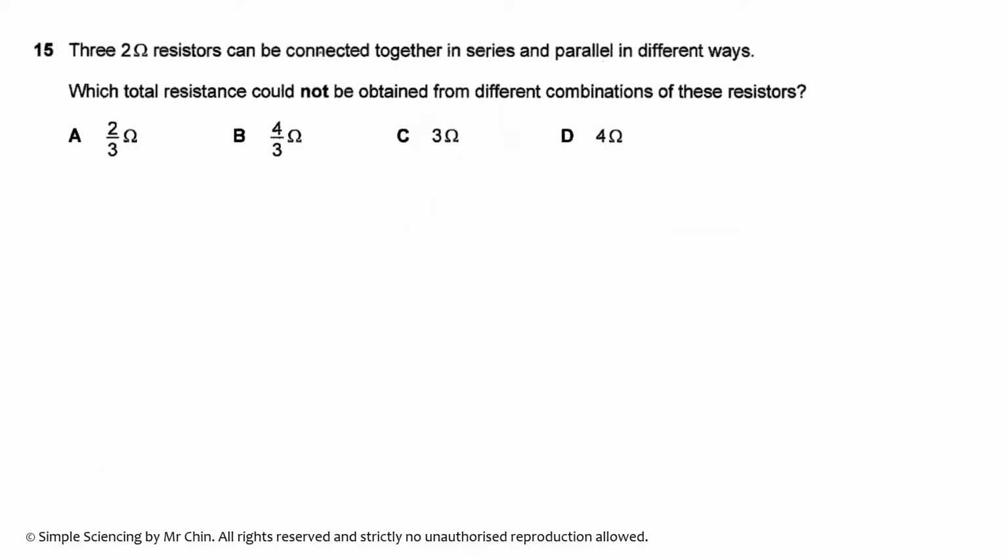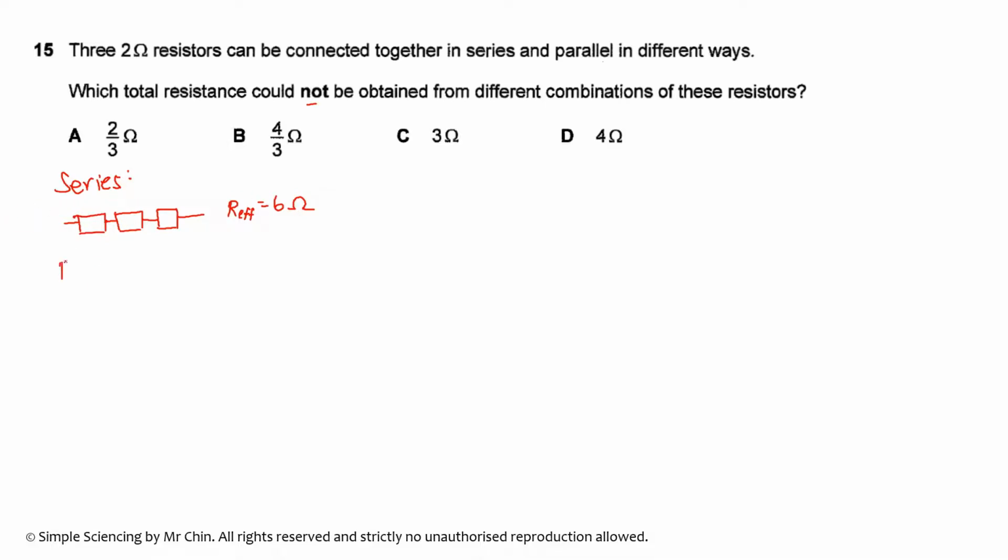Question 15. Three 2-ohm resistors can be connected together in series and parallel in different ways. Which total resistance could not be obtained from the different combinations of these resistors? So you have to draw out the resistor combinations to visualize. Firstly, if I connect the resistors in series, you will actually get this. Let each box be 2 ohms. When I connect the resistors this way, the total effective resistance will be 6 ohms, because 2 plus 2 plus 2 gives you 6. This is when I connect the resistors in series.